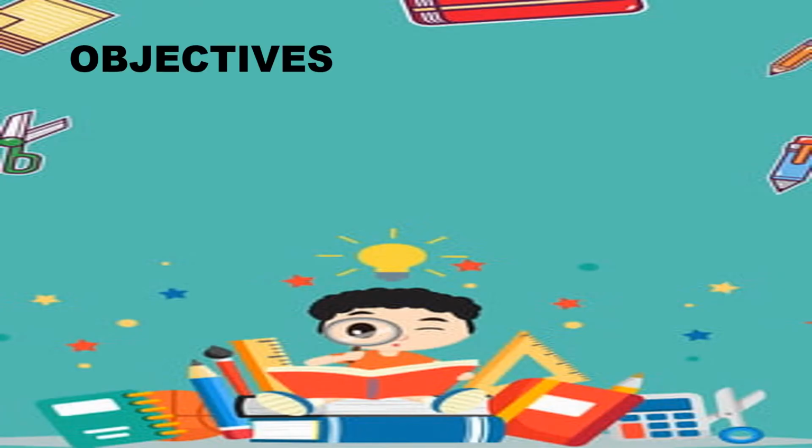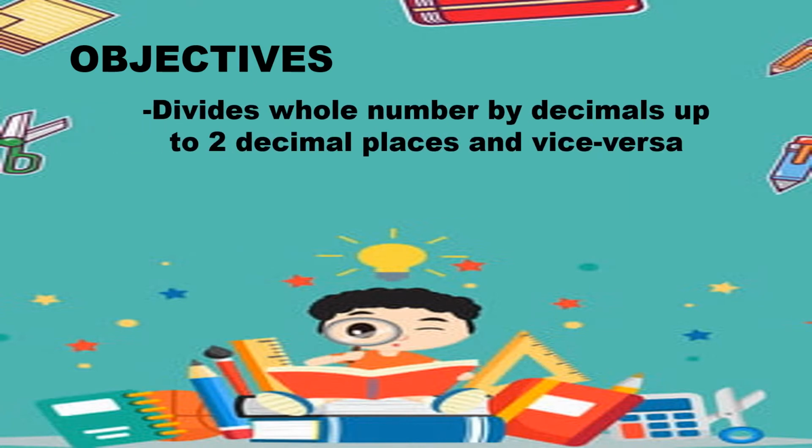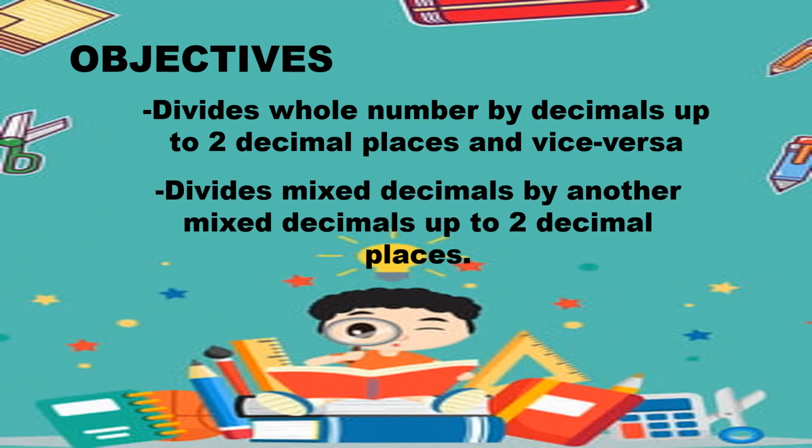Ang ating objectives ay divides whole number by decimals up to 2 decimal places and vice versa, at divides mixed decimals by another mixed decimals up to 2 decimal places.